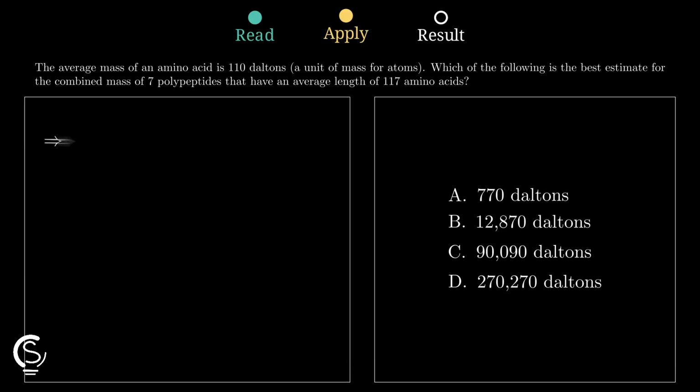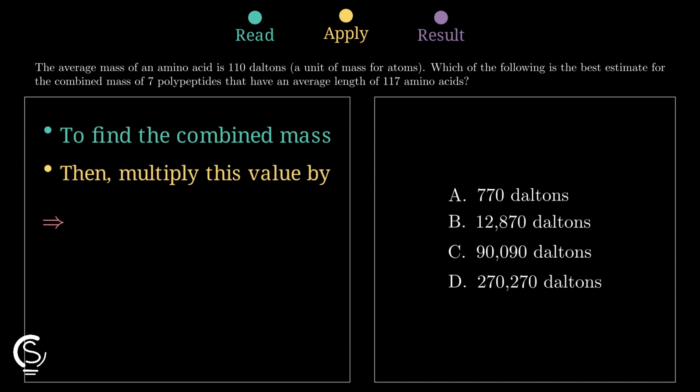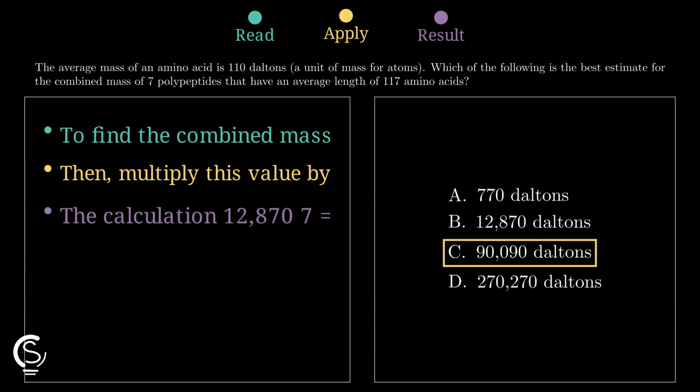Now use the fact that there are 7 polypeptides total. So take the mass of one polypeptide, 12,870 Daltons, and multiply by 7 to get the combined mass. That product is 90,090 Daltons, so the best estimate matches option C, and we are done because it fits the full group.